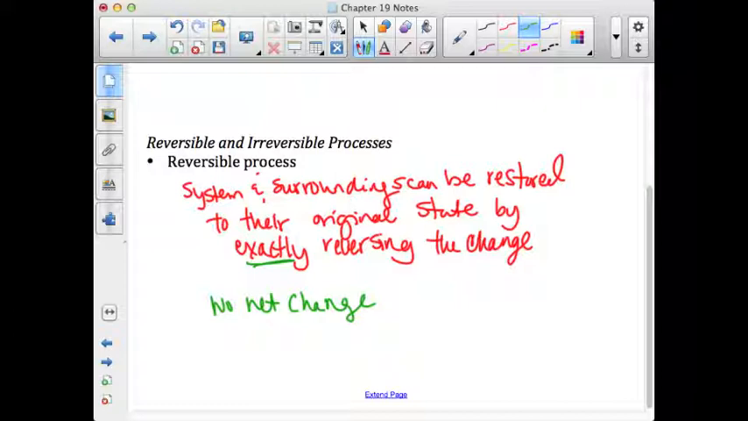If I have 1 atmosphere at 0 degrees Celsius and I go from ice to liquid, I need to add heat to get it to do that, right?